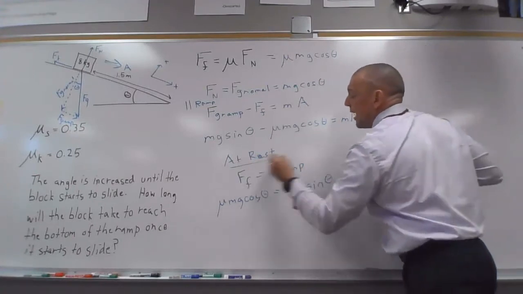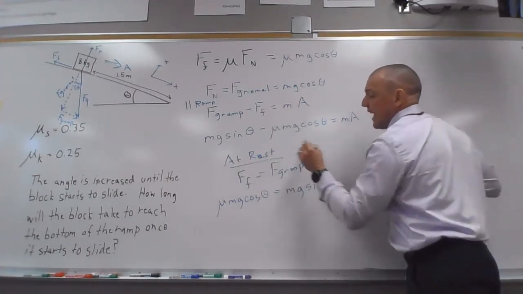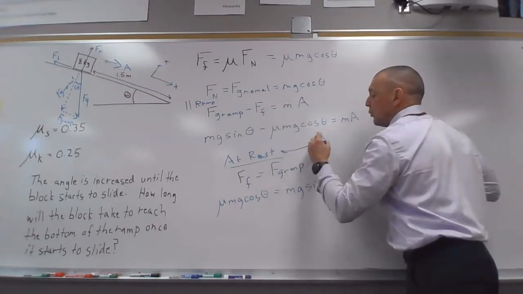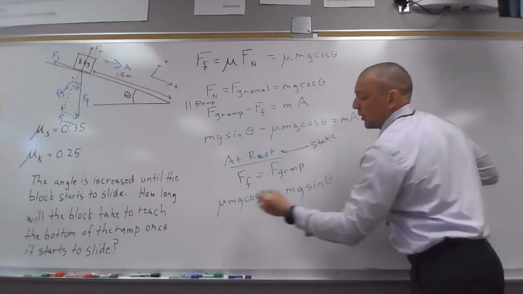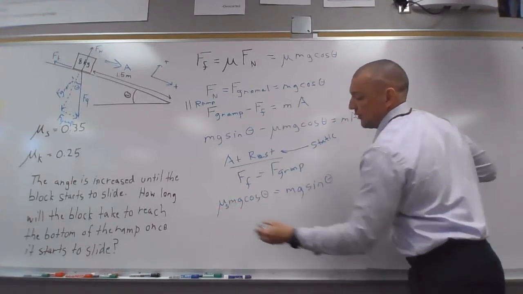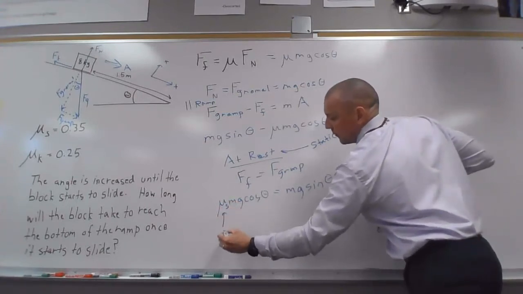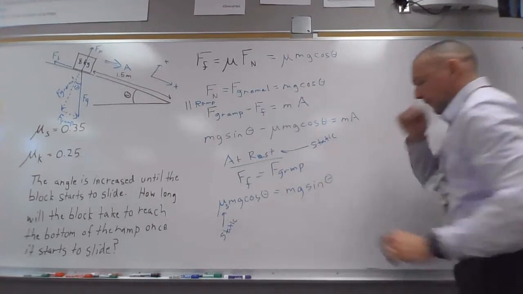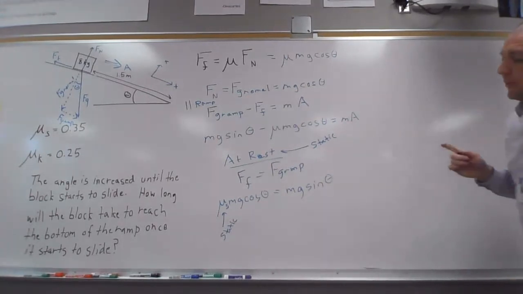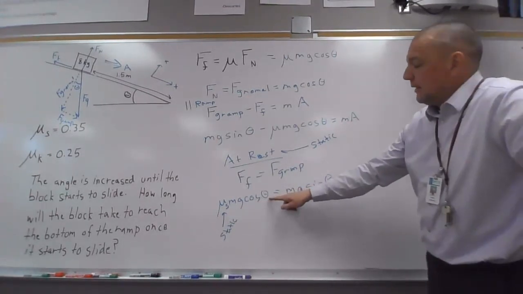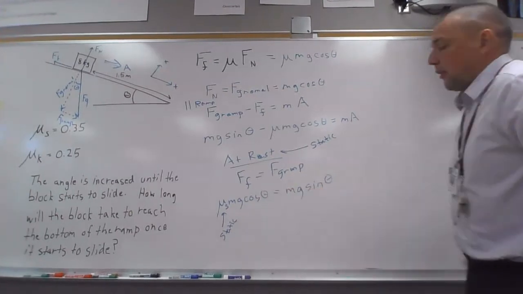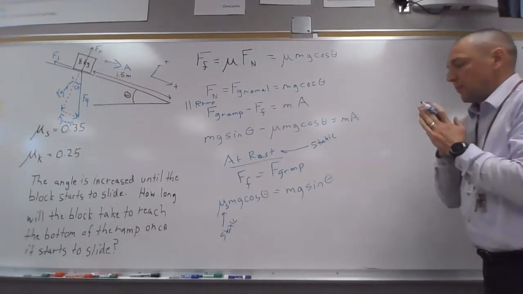Now, since we are at rest here, that means we need to use the static. Rest means not moving, or static. So we are going to use the static coefficient of friction. All right. And now we need to solve this. We've got to figure out what angle it is when these two are equal to each other. And that'll be the angle where things are just about to break loose.